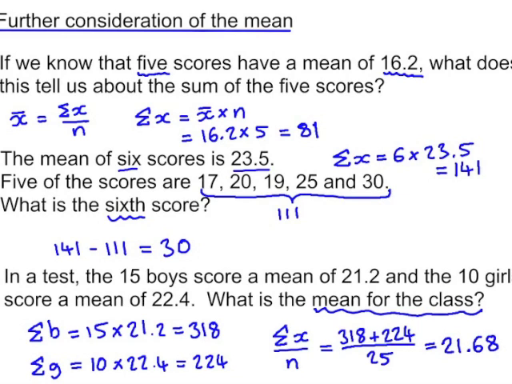Now notice that this is not the same as taking the mean of 21.2 and 22.4. This is what's called a weighted mean, and we need to consider the total scores and the total number of students and not simply take an average of the 2 averages.